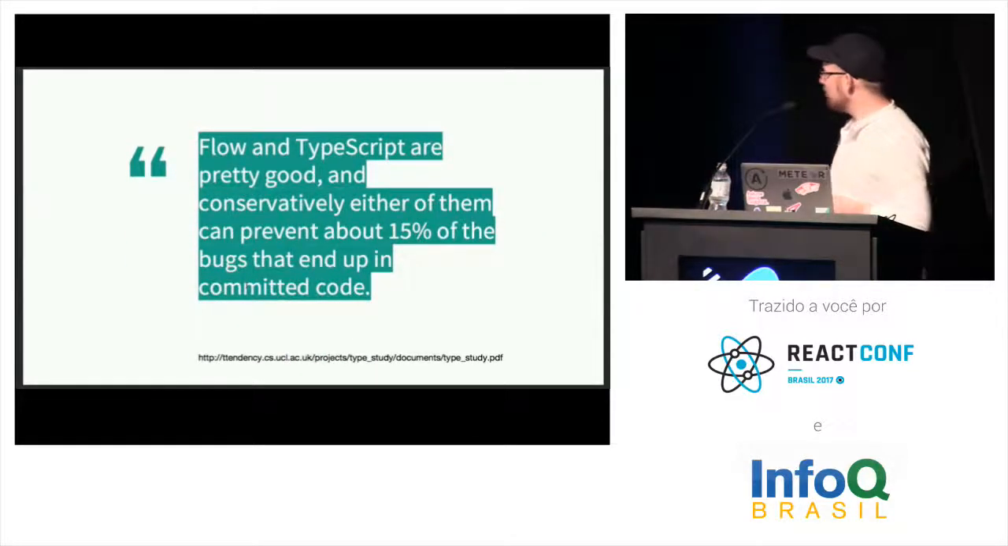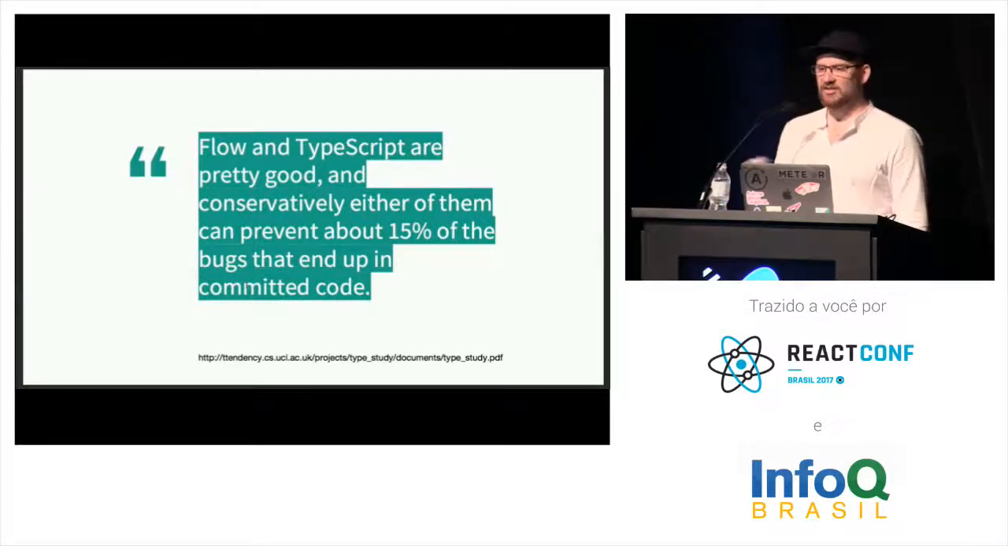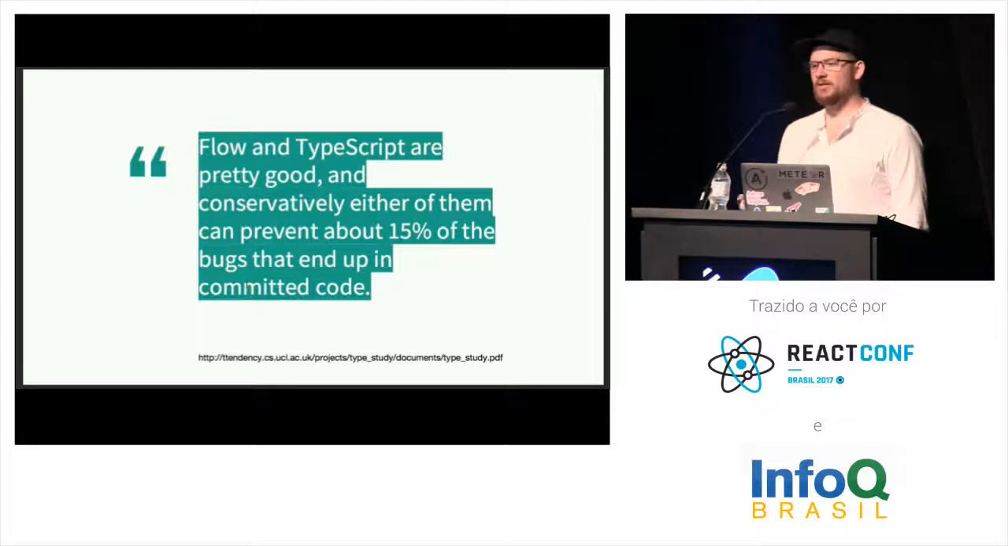There's actually a study done recently, and this is a link, I'll post this talk online afterwards. This is a link to a formal white paper that analyzed how Flow and TypeScript actually reduce bugs in your app. And it said that conservatively, on average, they can prevent about 15% of bugs that end up in committed code. So if you could just write JavaScript a little bit differently and save yourself 15% of bugs, wouldn't you want to do that? That's pretty great, right?